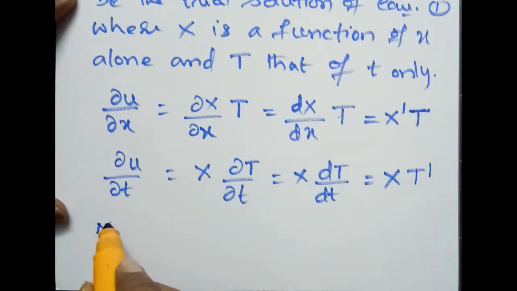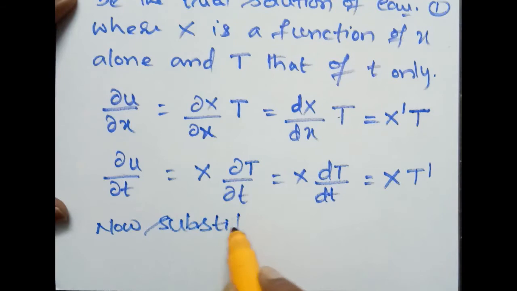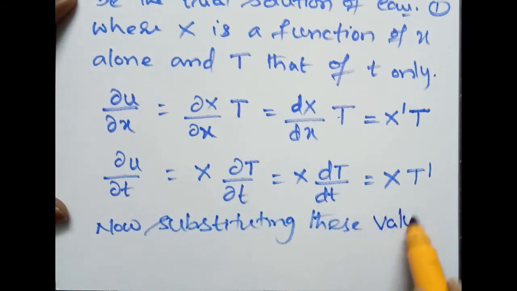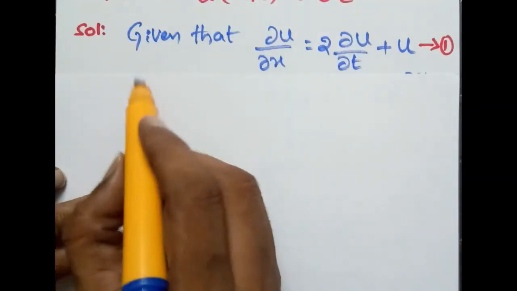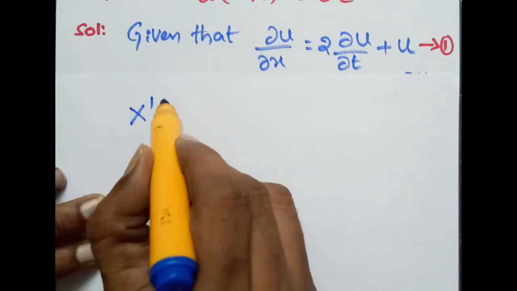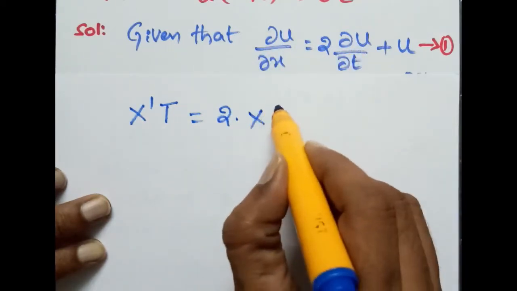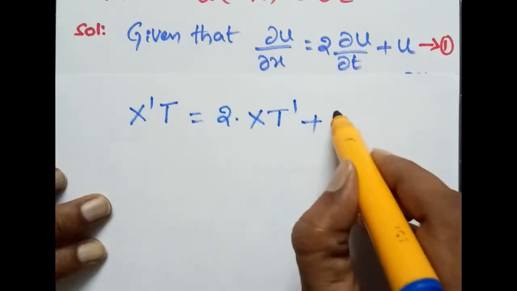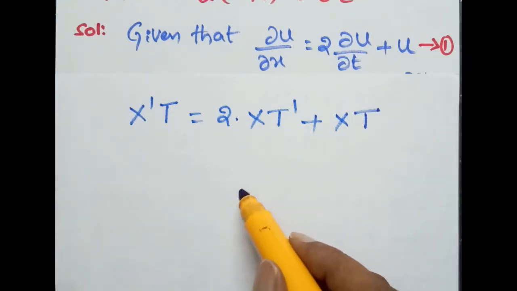Substituting now these values in equation 1, we will get ∂u/∂x, that is X dash into T, is equal to 2 into ∂u/∂t, that is X into T dash, plus u, that is the product of a function of x and a function of small t alone.